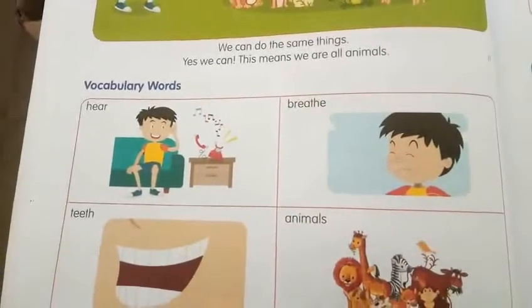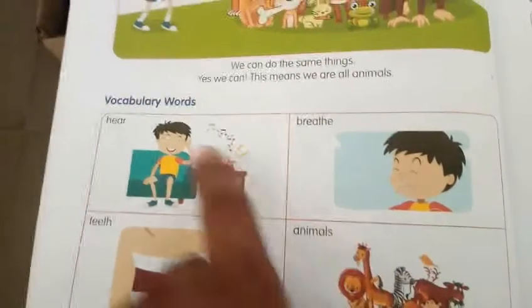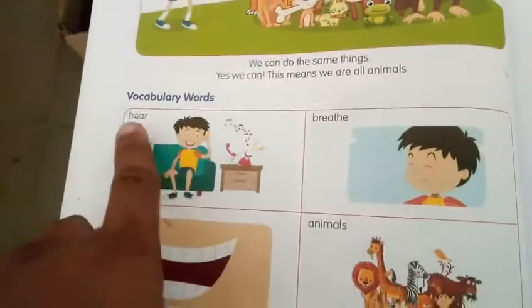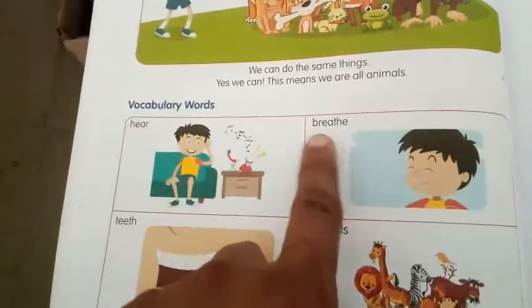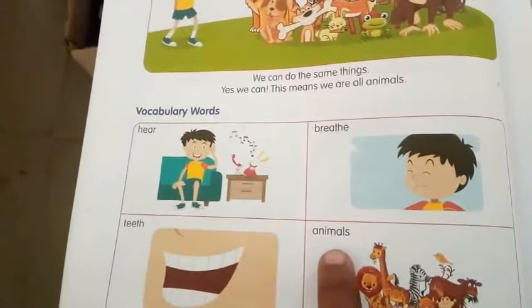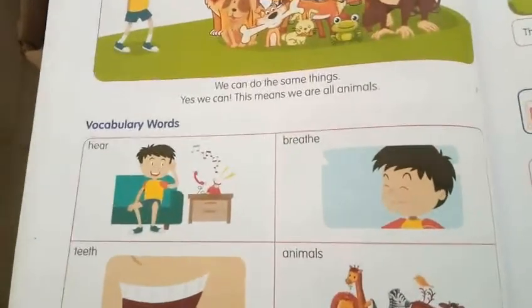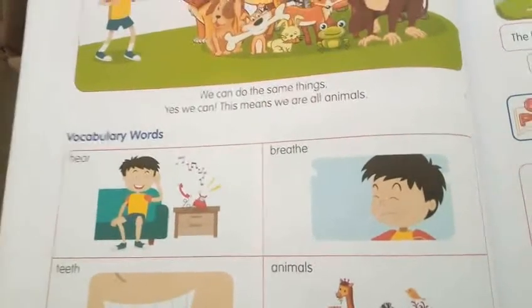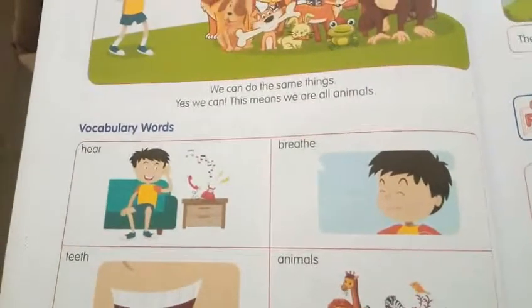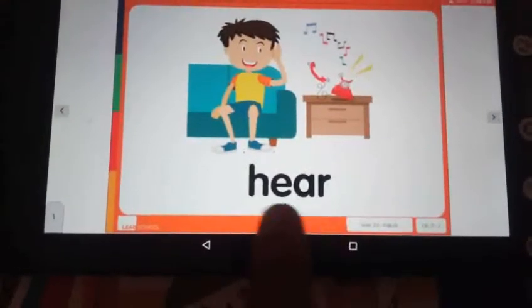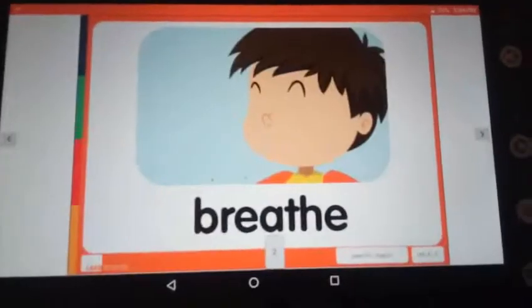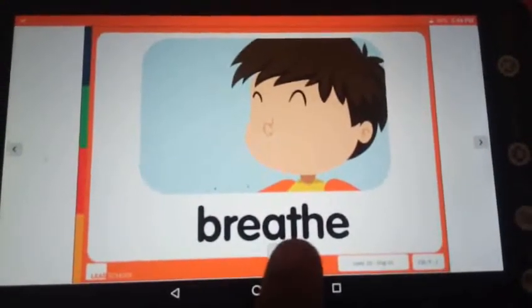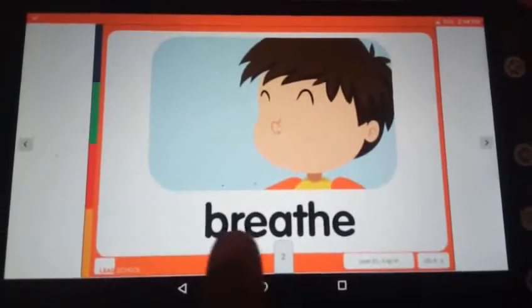Now I will show the flashcard. Okay, from this, vocabulary words. Hear, breathe, teeth, animals, right? Now in your book, you have to find the vocabulary words, okay? Here. You have to find them in your SR book, my dear children. Breathe.